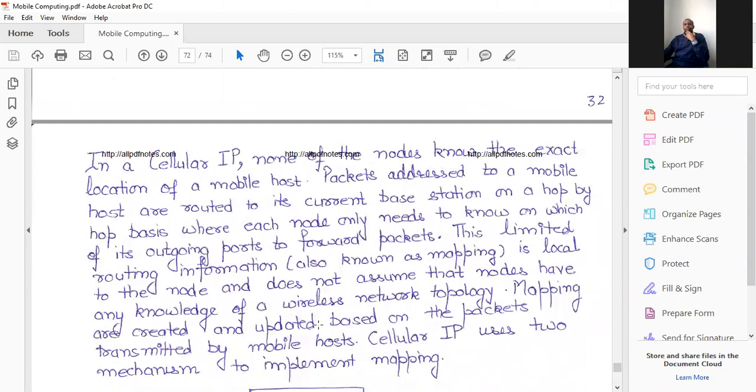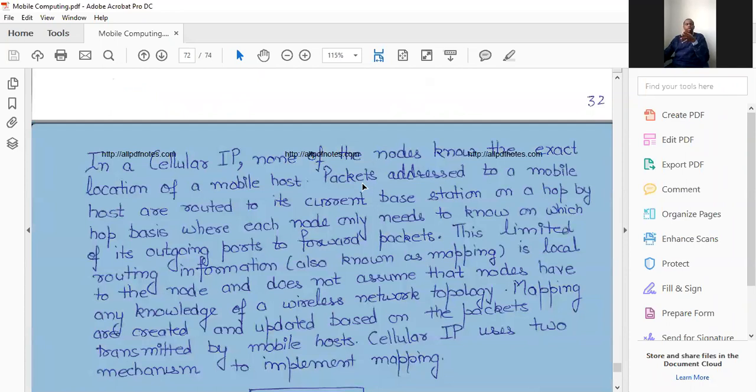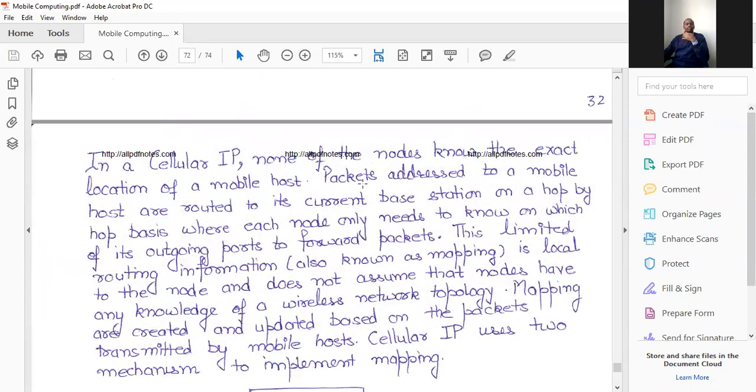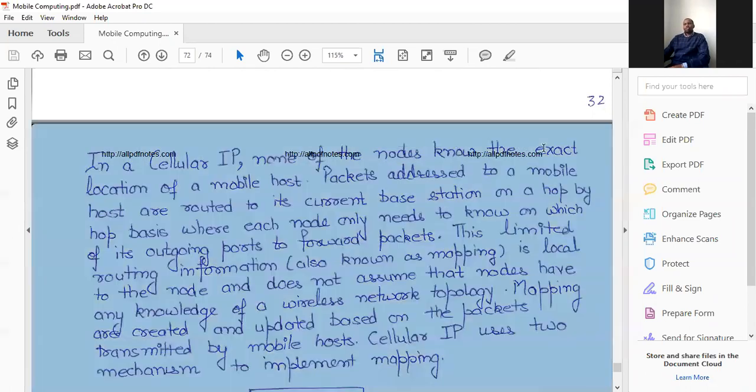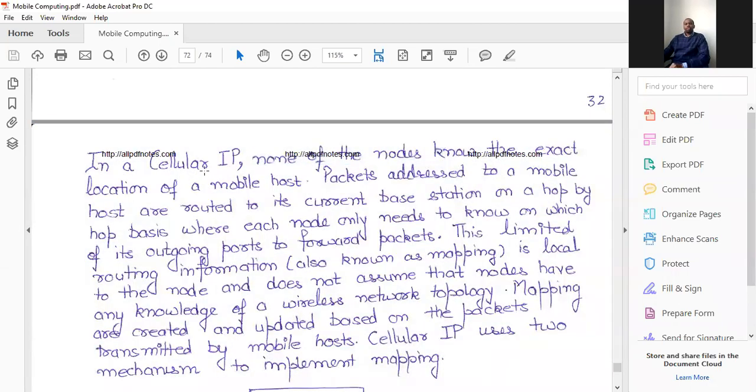You see, in cellular IP, how does it work? First of all, we know that in mobile IP, each mobile phone or mobile device is identified by an IP address for network connectivity, right? But in cellular IP, because we are assuming that these devices are going to be changing location at a very fast interval, the nodes, which are devices in a network that share data or resources, none of the nodes know the exact location of a mobile host.